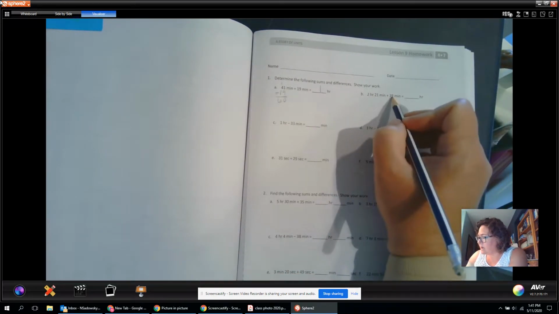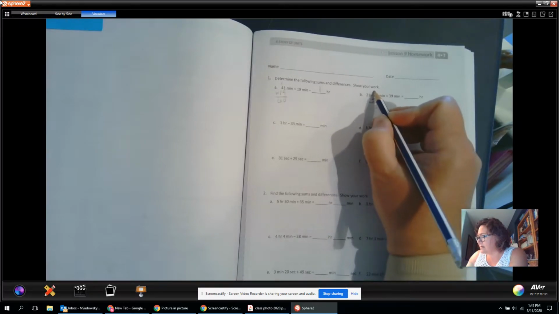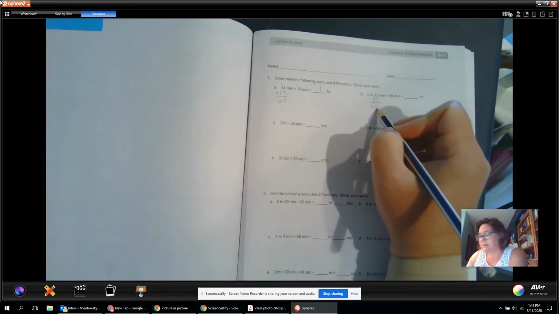2 hours, 21 minutes, plus 39 minutes. Well, bring that 39 over here. 1 plus 9, 10. Carry that 1. Oh, hey, there's 60 minutes. That's an hour. Plus 2 more, we're dealing with 3 hours.